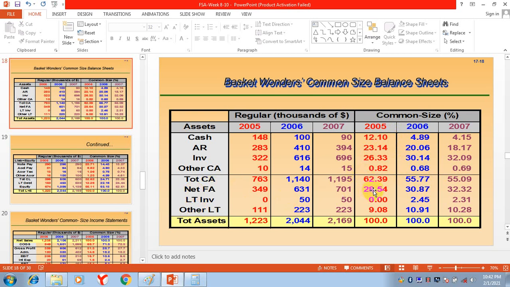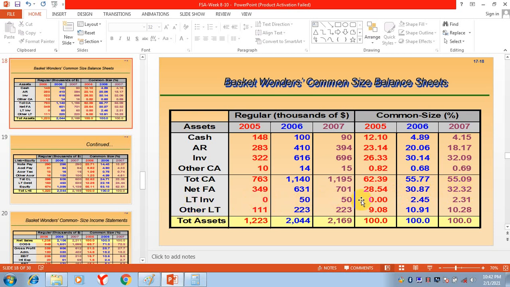Fixed assets, from 28 it goes to 30, it goes to 32%. So it is showing a good sign. Why? When fixed assets are increasing, it is showing that the company is expanding its operations. So when fixed assets, land, building, furniture, machinery, these are increasing, it is a good sign. It shows the sign of expansion of the company, expanding the operations of the company.